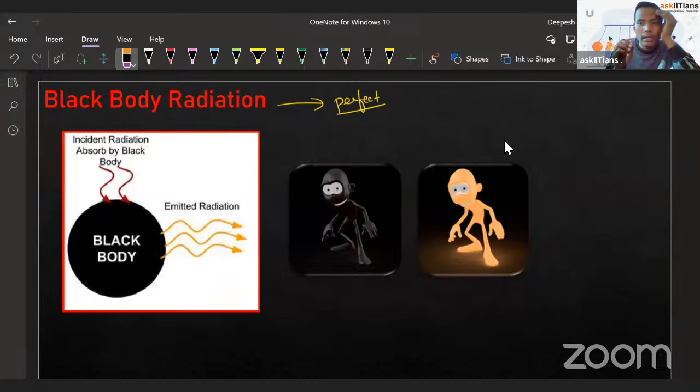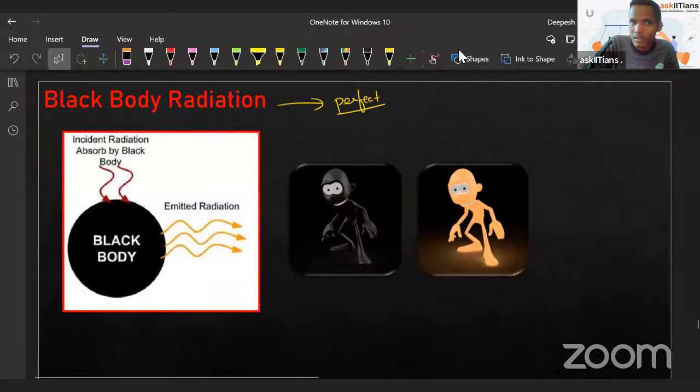If you give, let's say, 10 units of radiation, simply as a number, it will absorb all the 10 at the same time, and after absorbing 100% of it, it will radiate 100% of the radiation as well. So a black body is a perfect body which absorbs and emits 100% of radiation. This is the simple meaning.